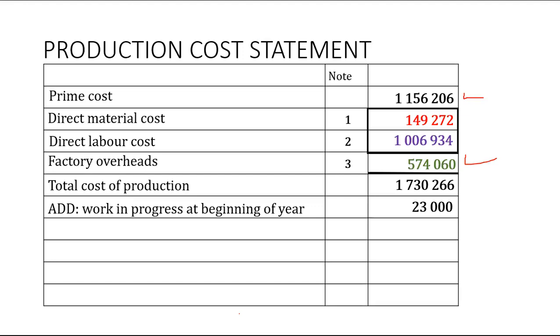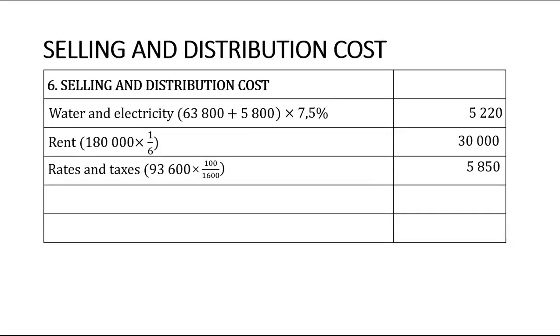And you will just add it with work in progress at the beginning of the year, which will be 1,753,266. And let me see if I have any other thing. Just on that 90%, I'm going to take the other 10% to my selling and distribution. So 10% will be that 2,300.